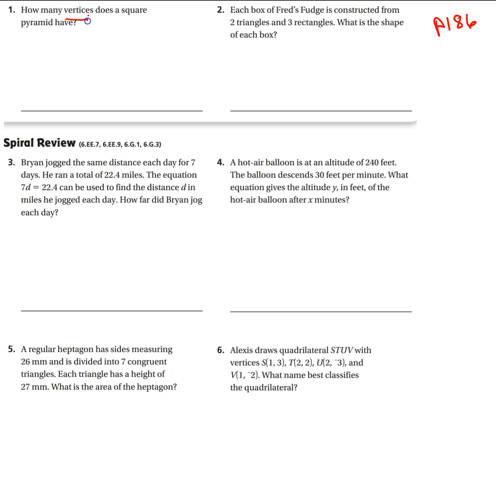Okay, how many vertices does a square pyramid have? Well, let's draw that. We have a square, and it comes up to a point. So we have 1 vertex here, 2, 3, 4, 5, where all the lines meet. How many vertices does a square pyramid have? 5.